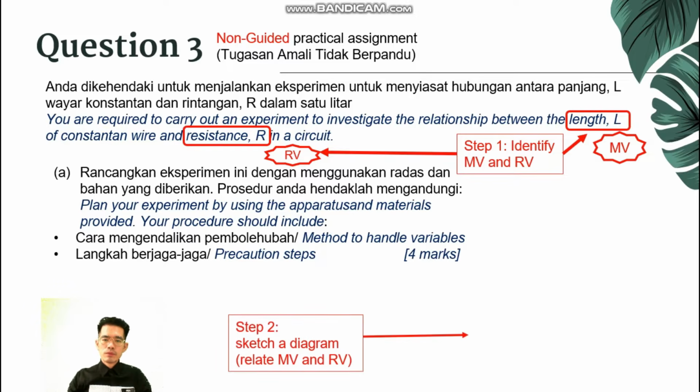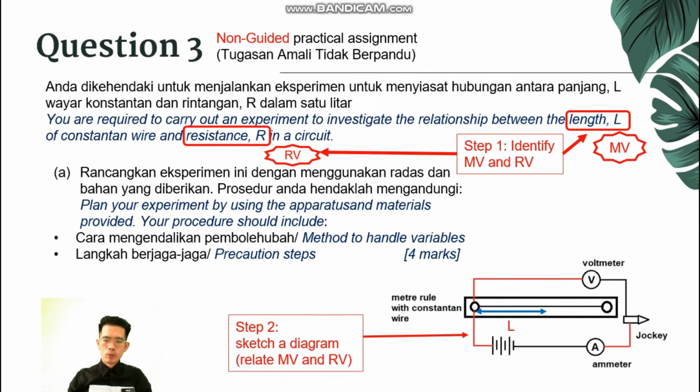The second step is to sketch a diagram. How can we relate the manipulated variable and the responding variable? We have the length of the wire, already mounted on the meter rule, and the responding variable will be the readings of the voltmeter and ammeter. So the diagram should be almost like this.